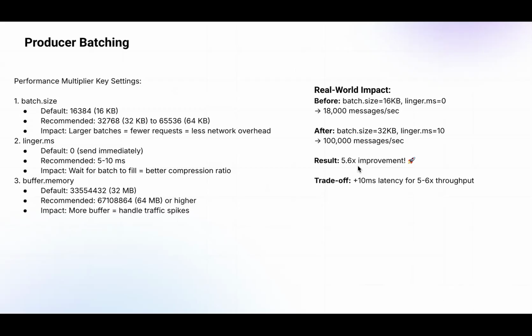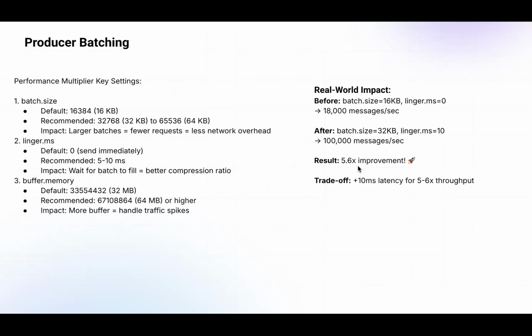And the second is linger.ms. Okay, linger.ms controls how long the producer will wait for the batch to fill up. The default is 0, which sends immediately, but if you set this to 5 to 10 milliseconds, the producer will wait a bit to accumulate more messages into a batch. This dramatically improves the compression ratio and throughput. buffer.memory is the total buffer space for batching. The default is 32 MB. I recommend at least 64 or higher to handle traffic spikes.